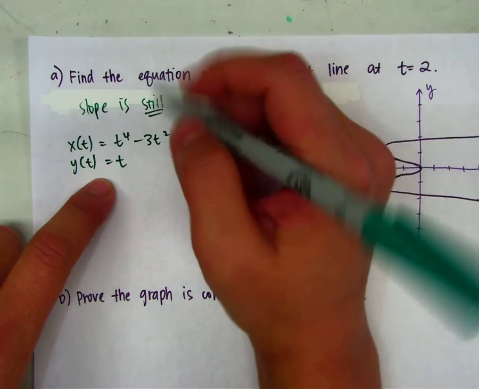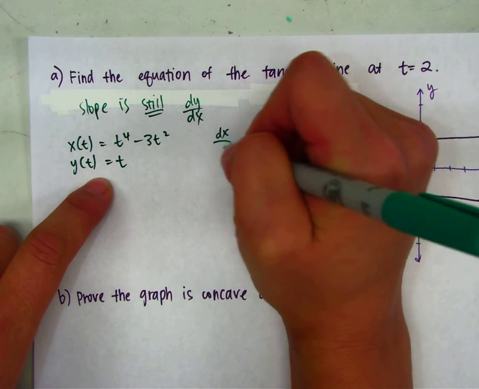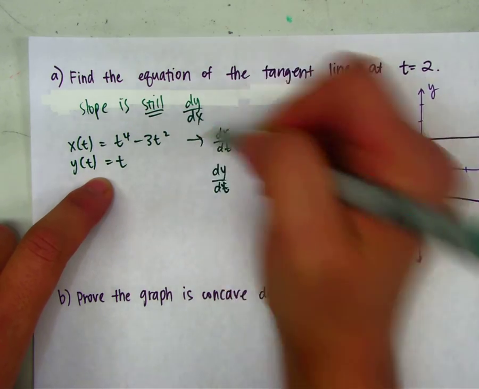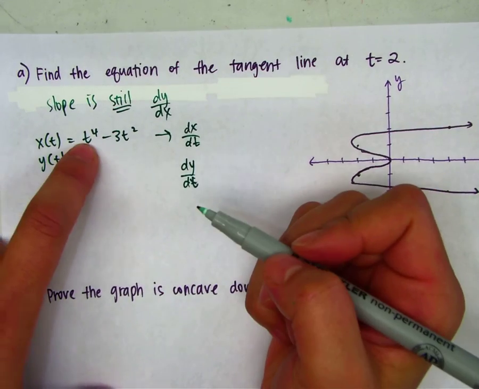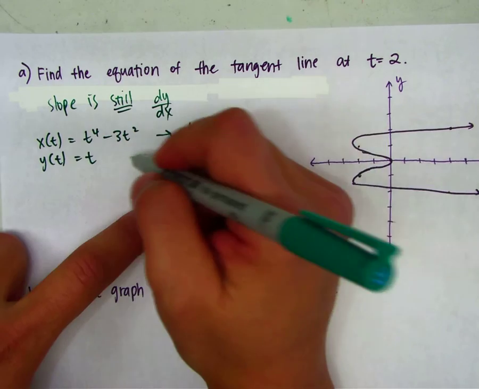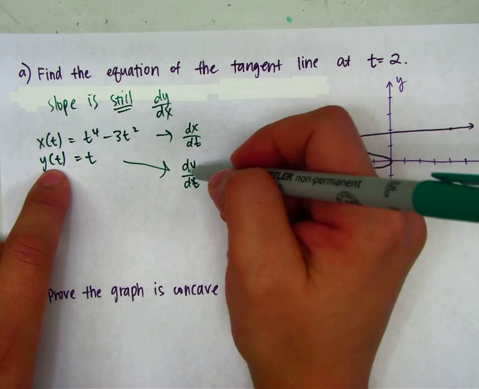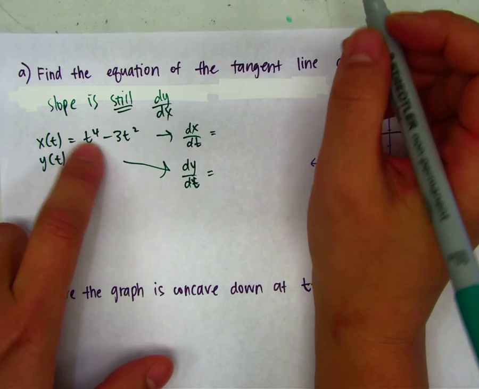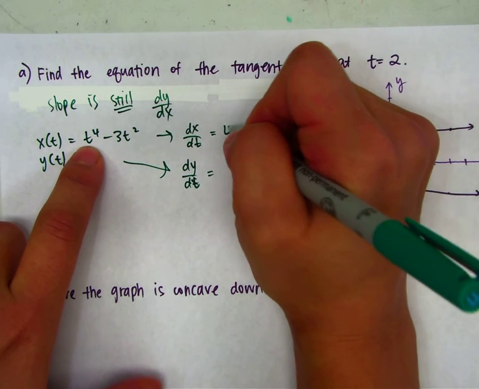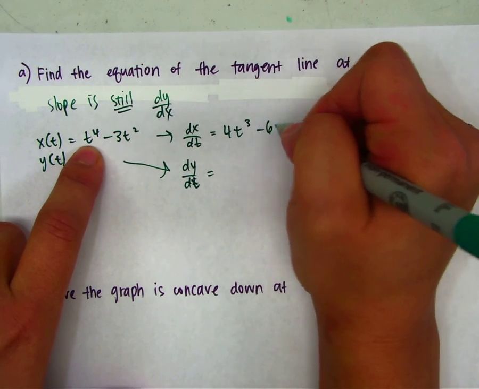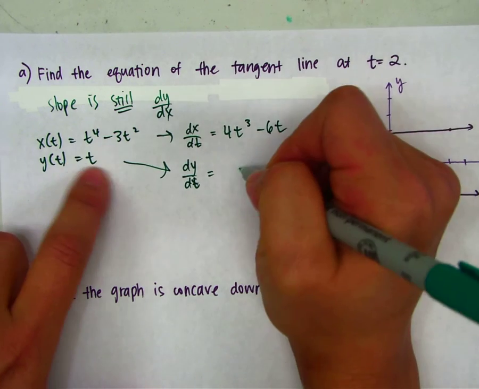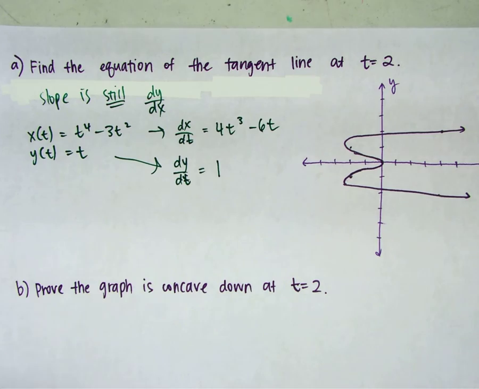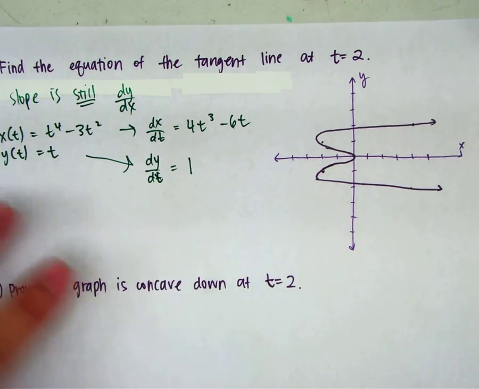What I can find is dx dt and dy dt. I can find the derivative of x with respect to t, and the derivative of y with respect to t easily. So the derivative of x with respect to t becomes 4t cubed minus 6t. The derivative of y just becomes 1. Now, what does this mean? Let's take a look at what this means first of all.